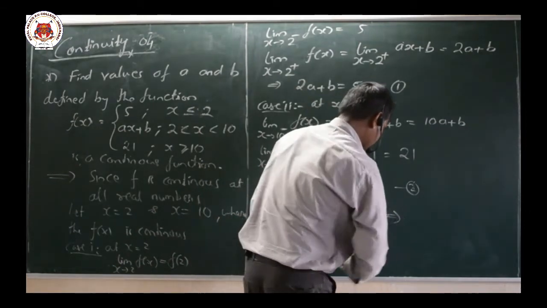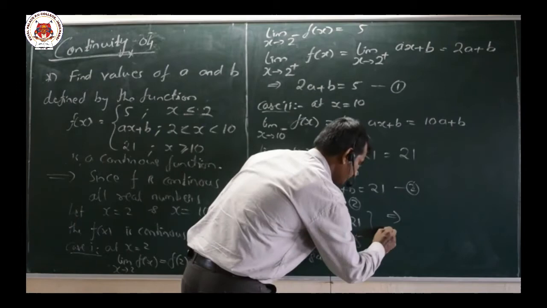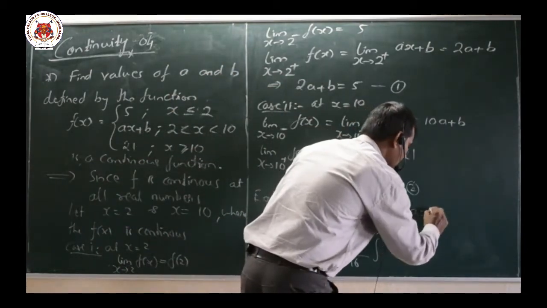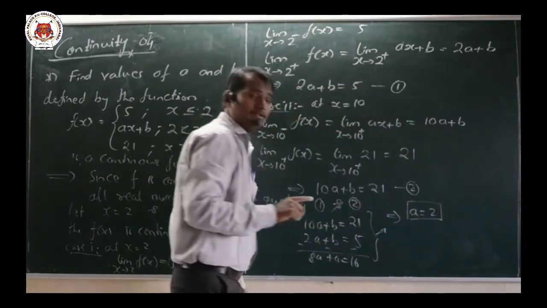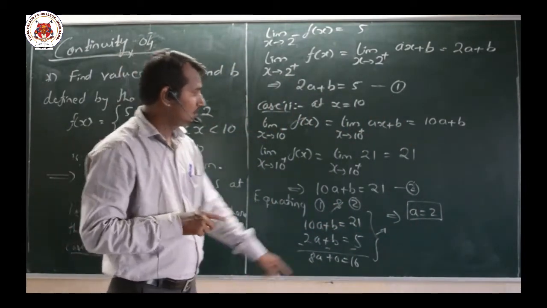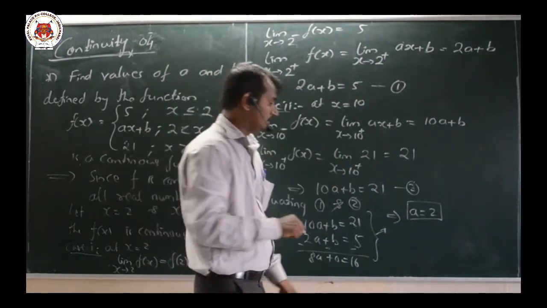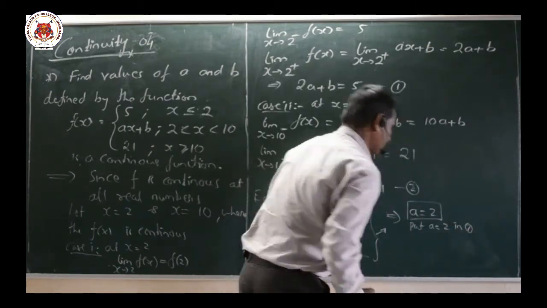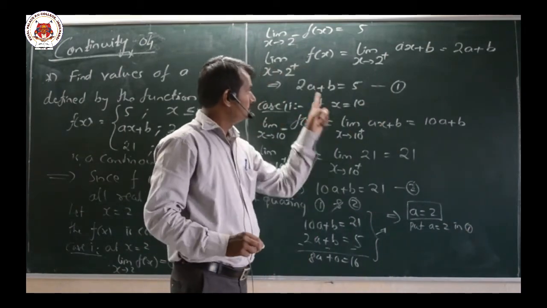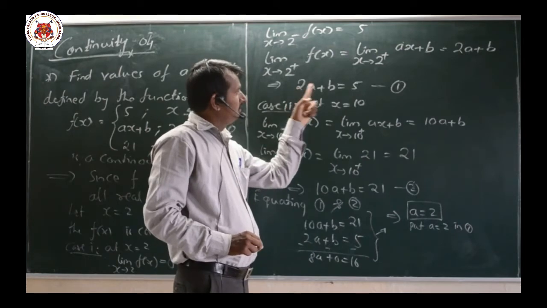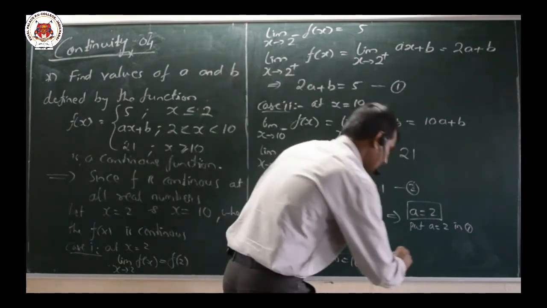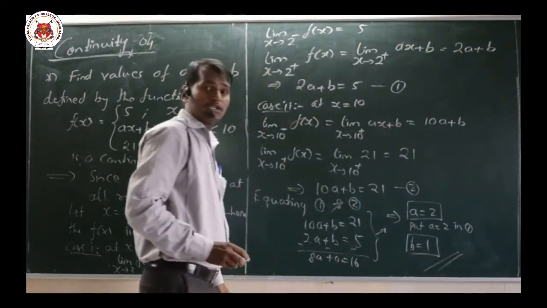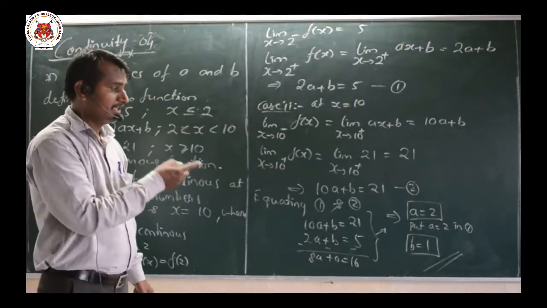That implies 8a is equal to 16, so a equal to 2. One value is a equal to 2. We substitute a equal to 2 in equation 1. So 2 twos are 4, b equal to 5 minus 4, that is b equal to 1. Hence we got the values a equal to 2 and b equal to 1.